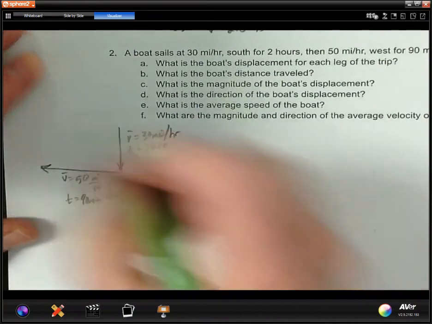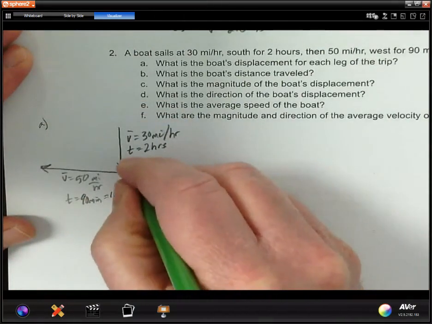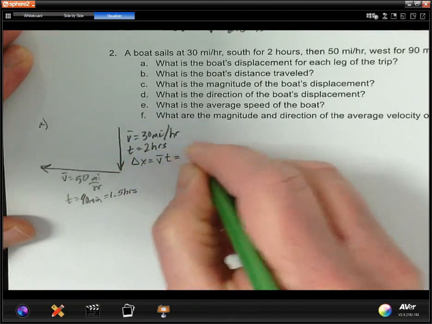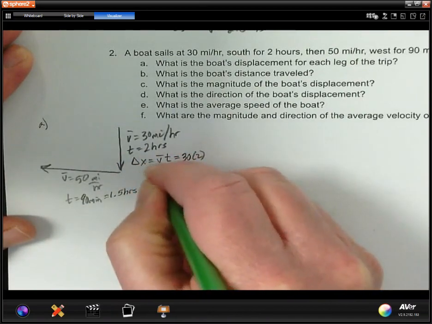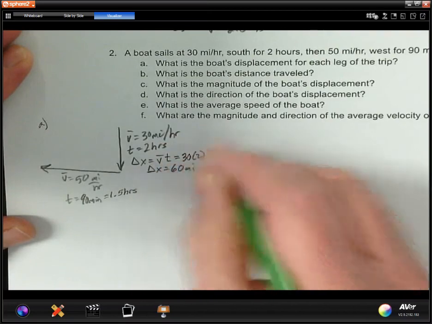And then it says the displacement for each leg of the trip. So I could do delta x is v times t. So for this one, 30 times 2. So delta x for this guy is going to be 60 miles.